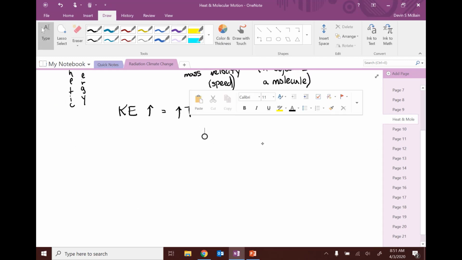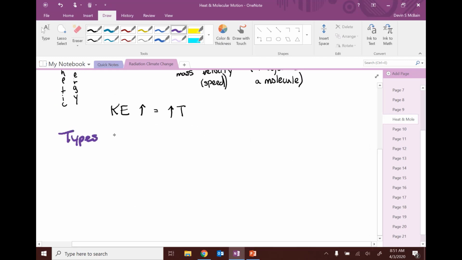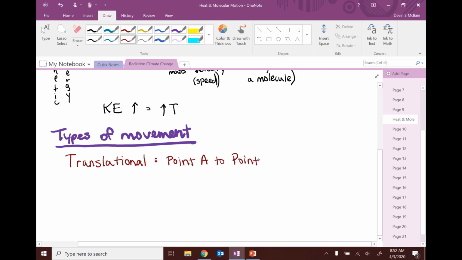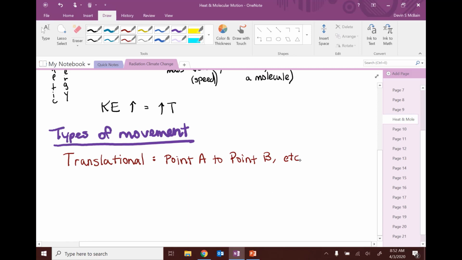So let's talk about the types of movement that a molecule can exhibit. The first type of movement that people usually think of when they think of movement is what is called translational. Translational movement is basically that point A to point B type of movement. And this is the type of movement that the gas molecules in the PhET simulation were exhibiting, okay?